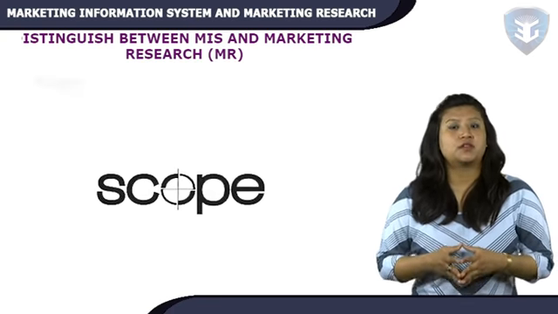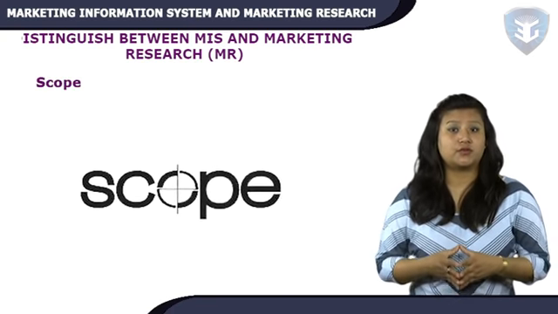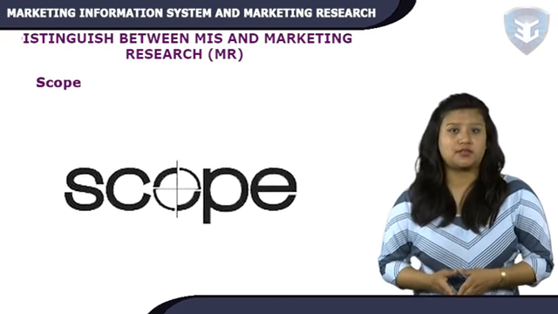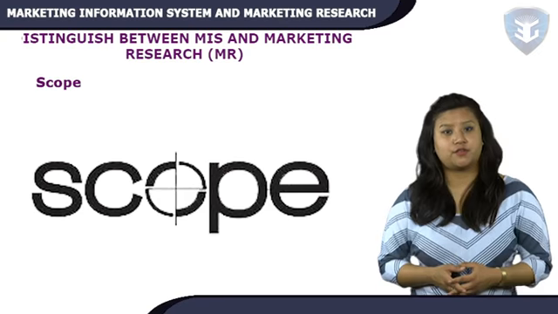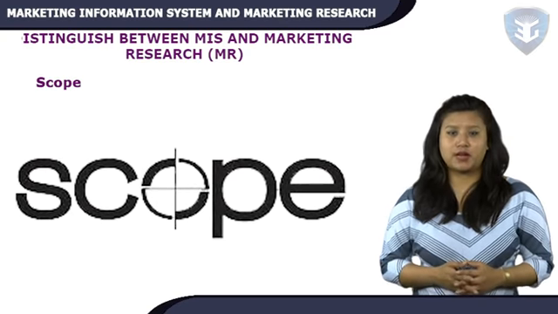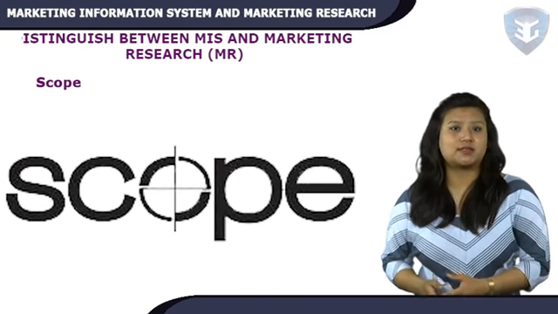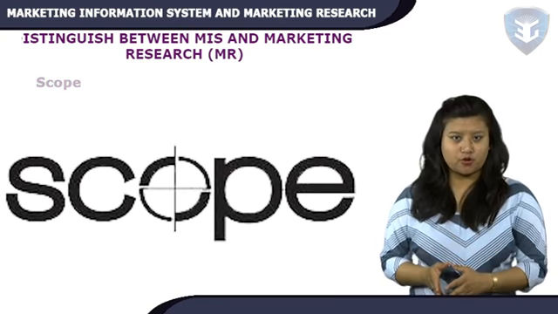Purpose. The main purpose of MIS is to provide relevant information to marketing managers and enable them to make effective marketing decisions. However, the main purpose of MR, that is marketing research, is to solve a specific marketing problem. The scope. The scope of MIS is wide. Marketing research, MR, is one of its components. It is not only used to solve problems, but it also helps to prevent problems in the future. The scope of MR is narrow. It is one small part of MIS. It solves a specific present marketing problem.